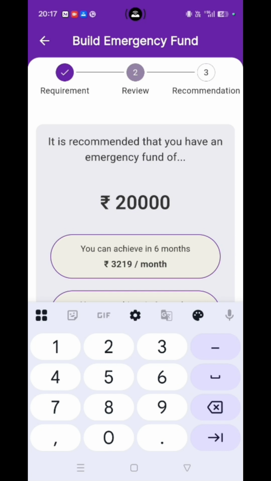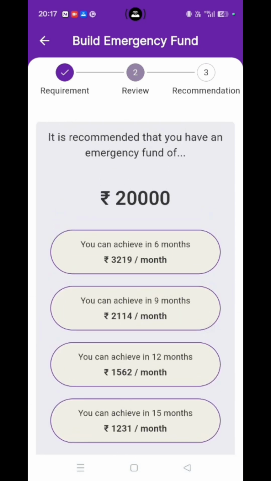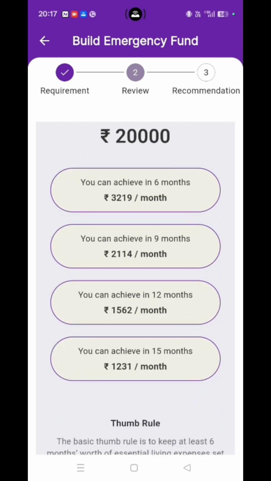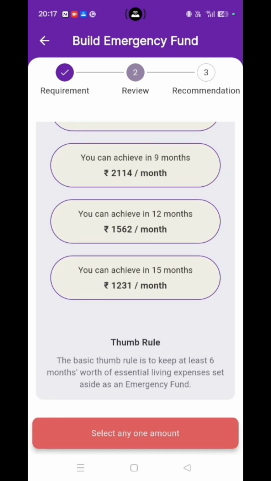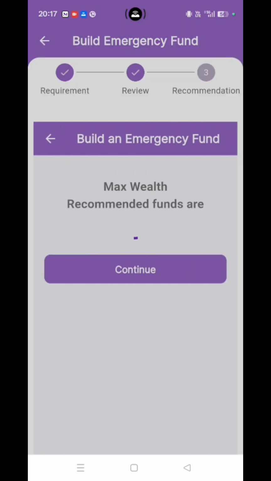Once we calculate, it shows us that we have an emergency fund which is recommended to us over here, and also ways in which we can achieve it in a time span of 6 months, 9 months, 12 months, and 15 months, along with the recommended funds in order to achieve that particular goal.